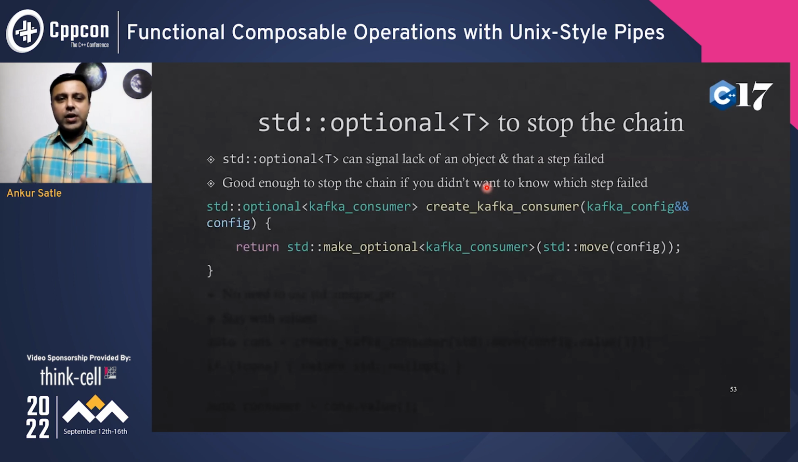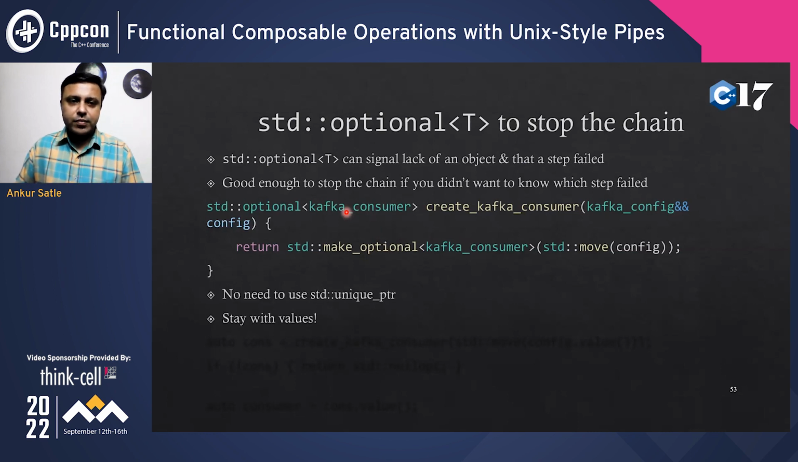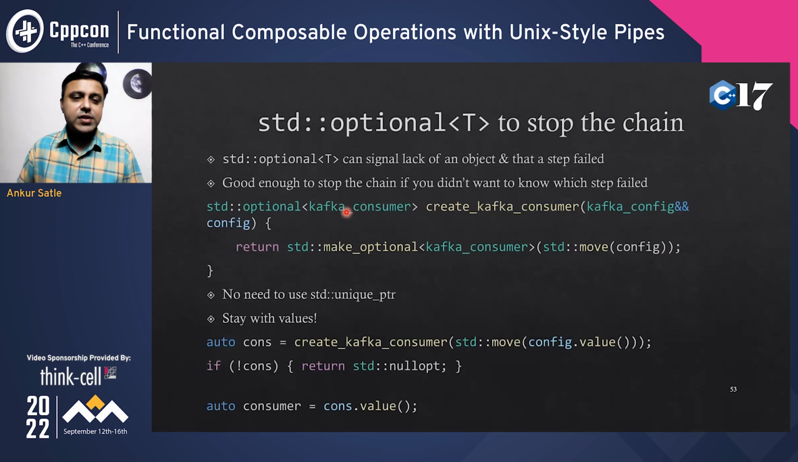So if we take the example and use the optional with our implementations, create Kafka consumer, which previously we discussed could be a unique pointer, which is dynamically allocated and passed around with ownership, etc. You don't even need that with std::optional. You have std::optional, which may or may not carry the Kafka consumer, and there is your possibility of failing or carrying the object where you actually have the object itself. Okay, and so the function is the same. Now all we are doing is wrapping it in an optional, and the return type becomes the optional. Okay. So no need to use your unique pointer. Yes, you can stay with values.